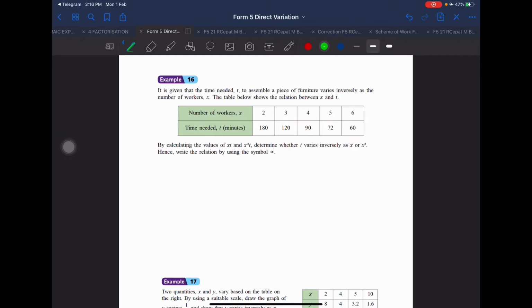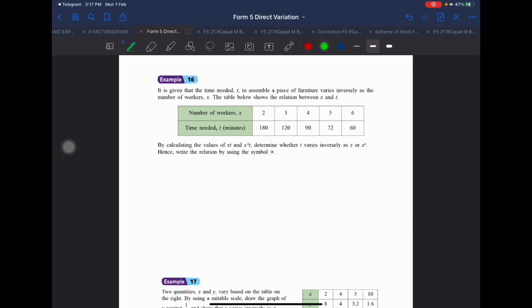It is given that the time needed T to assemble a piece of furniture varies inversely as the number of workers. The table below shows the relation between X and T, where X is the number of workers and T is the time needed. This example is one of the real life situations.